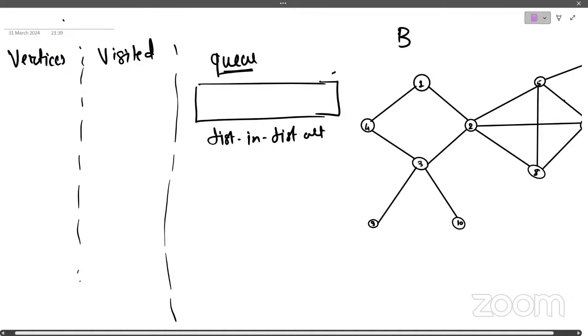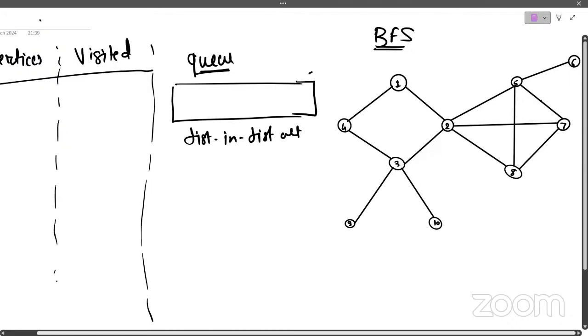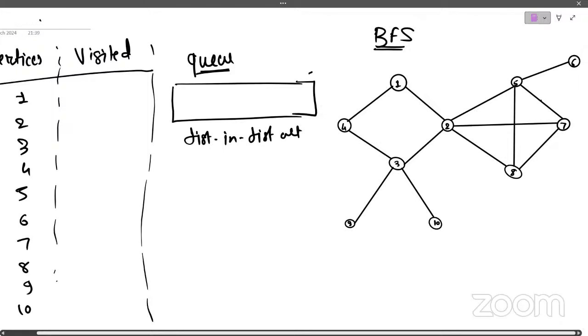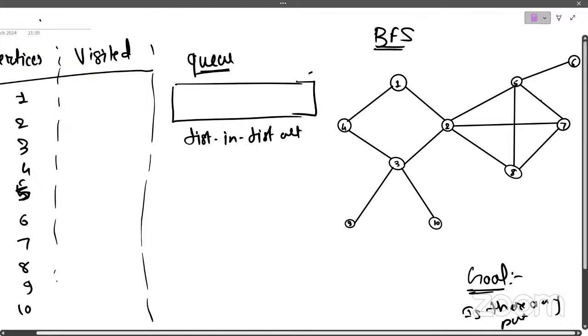And this is our BFS, breadth first search. Here I have 10 vertices, so I'll list them down: 1, 2, 3, 4, 5, 6, 7, 8, 9, and 10. Now my goal is to find whether there is any path from vertex 10 to vertex 6. That's my goal.